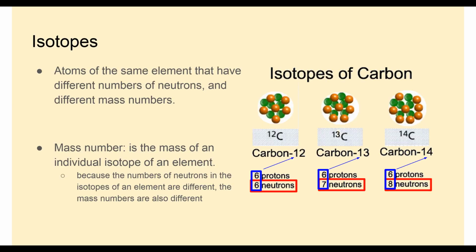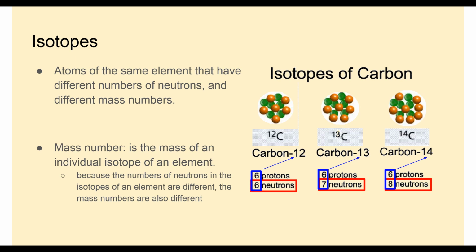So the first thing we have to talk about is isotopes. We've talked about these. Now we have to recall exactly what these things are. So isotopes are atoms of the same element that have different numbers of neutrons, all right, and different mass numbers. Because they have a different number of neutrons, their mass number has to change as well, because as you remember, when we're looking at an atom, the two things that contribute to the mass of the atom are the protons and the neutrons.